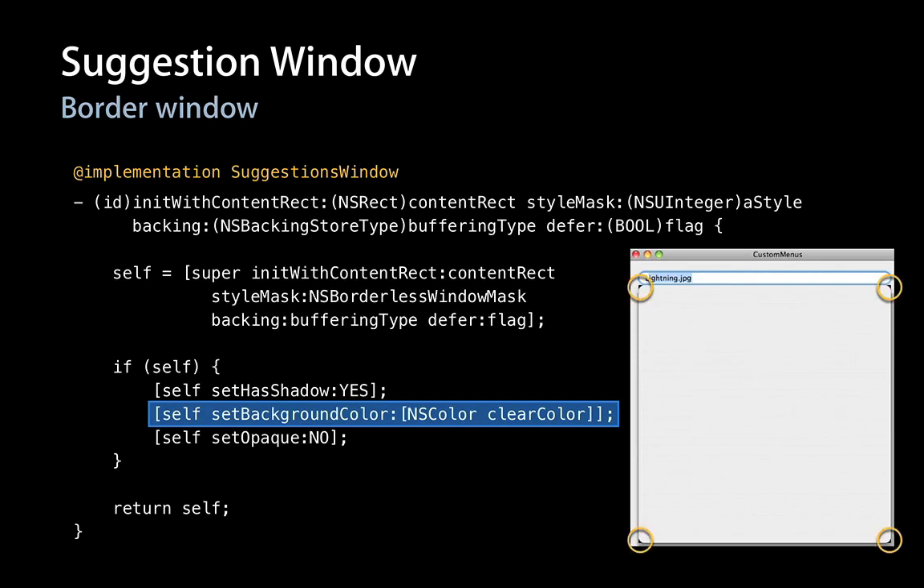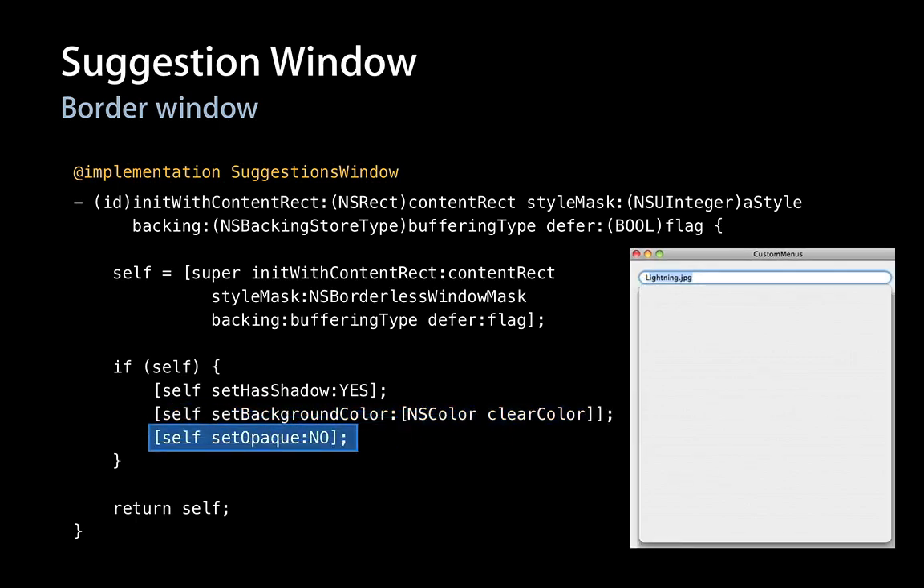But then we get these black tips. We're getting a rounded drawing, but we have these black tips. And that's because the Windows server doesn't realize that this window has some transparency in it. It still thinks it's completely opaque. So we tell the window, set opaque no. And at this point, the Windows server does the appropriate compositing now, and we have a nice rounded cornered window that looks a lot like a menu. We're ready to add content.